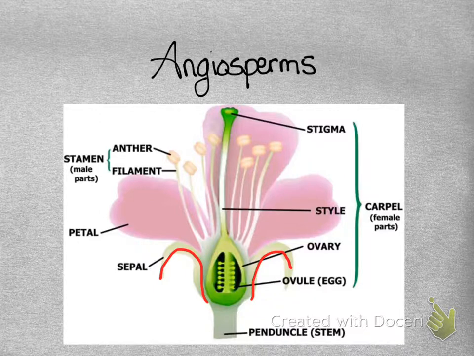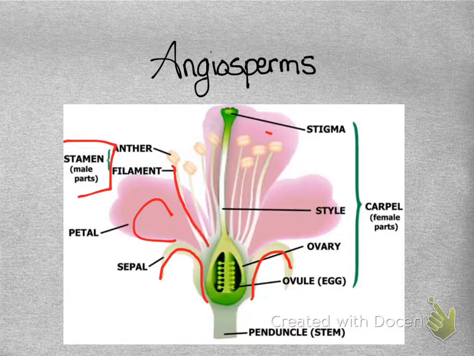We also have the petals, which are the colorful parts here, here, and here. Then we also have the stamen, and the stamen is the male reproductive structure. And they have two parts that are important right here. We have the filament that brings it all the way up to the anther. And the anther is attached to the filament, and it's the part that produces the pollen. And the pollen is the part of the male reproductive structure that's going to have the sperm.